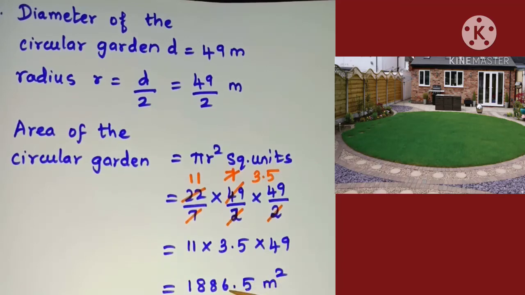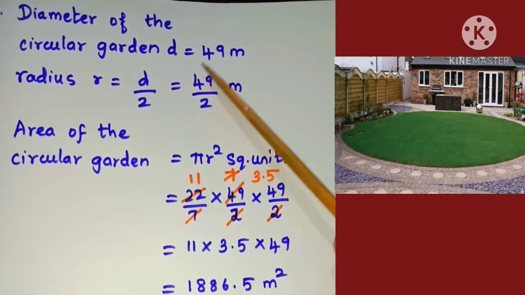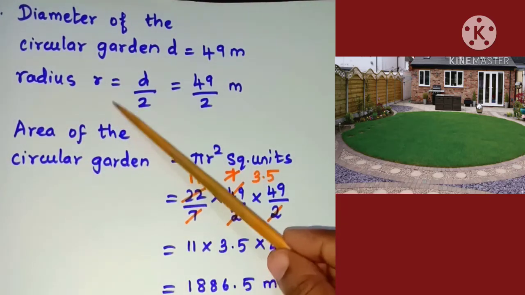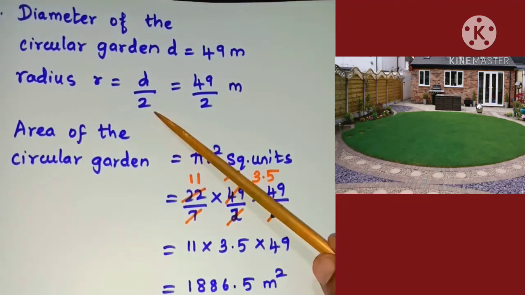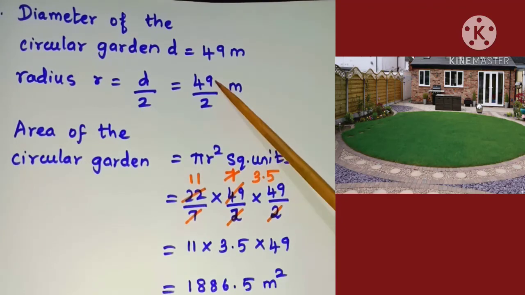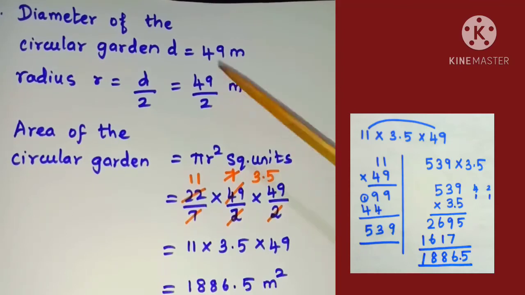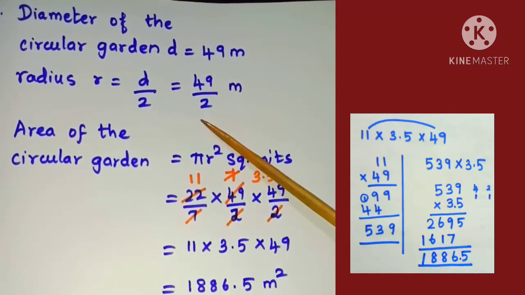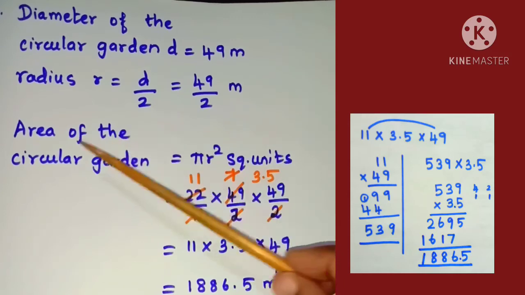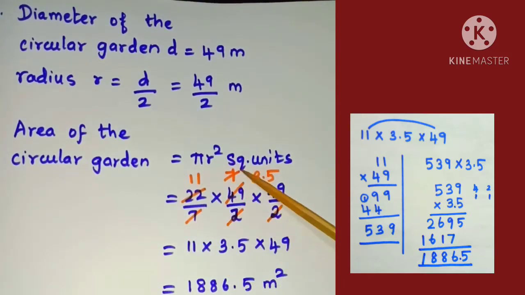So students, here first we have to find the area of the circular garden. Okay, so here it is given that the diameter of the circular garden is 49 meter. So from this we have to find the radius. So radius is diameter by 2. That is, when we divide the diameter by 2 we get the radius. So students, here 49 by 2 meter is the radius. So area of the circular garden is pi r square square units.